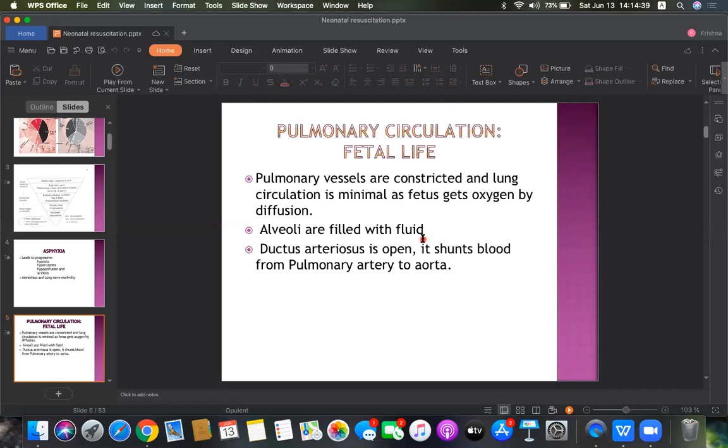The ductus arteriosus is open in fetal life. It is one of the very important structures, and it shunts blood from the pulmonary artery to the aorta. Let me repeat again, the lungs don't need a lot of blood flow during fetal life, so much of the blood from the pulmonary artery is shunted towards the aorta through the ductus arteriosus.